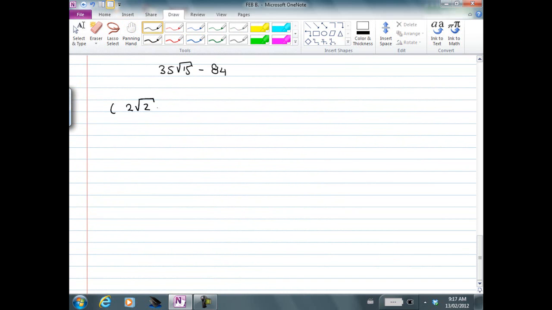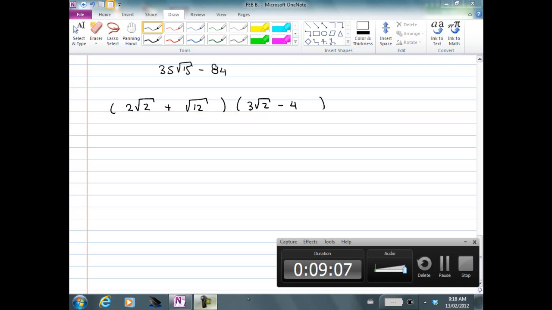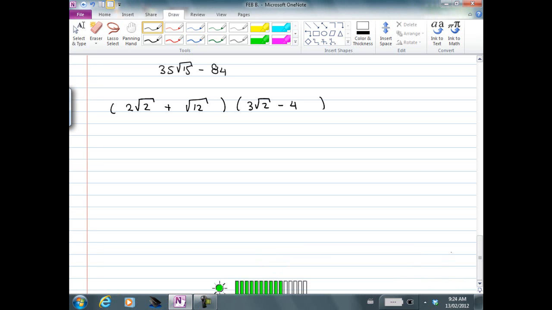2 root 2 plus root 12, times 3 root 2 minus 4. Wowzers. It looks challenging, but is it that bad? Not really. I'm going to pause it. If you're lost on how to do this, just a general look right now, I can simplify root 12. So let's rewrite this question properly.